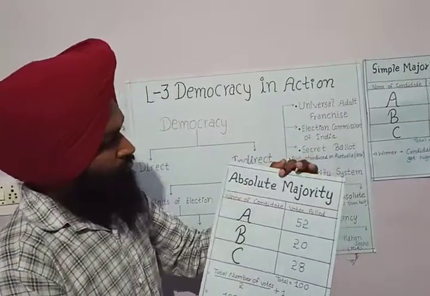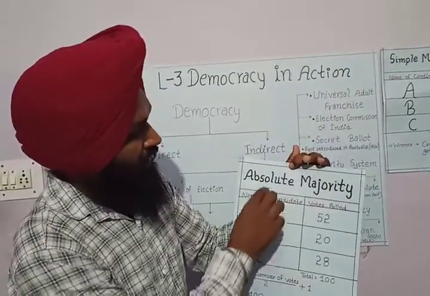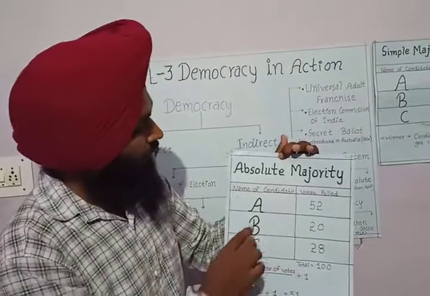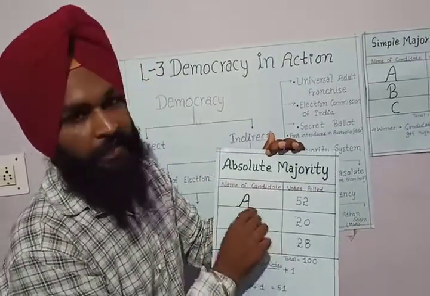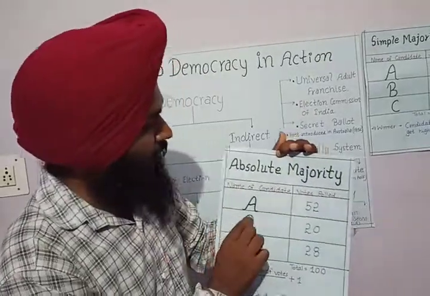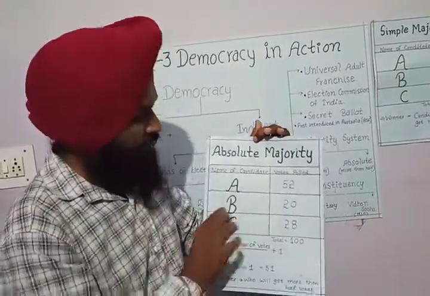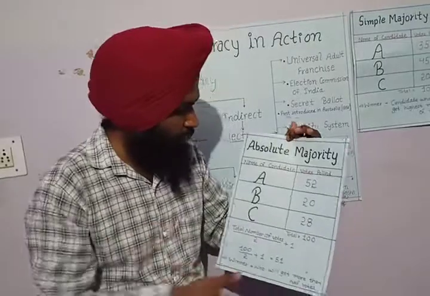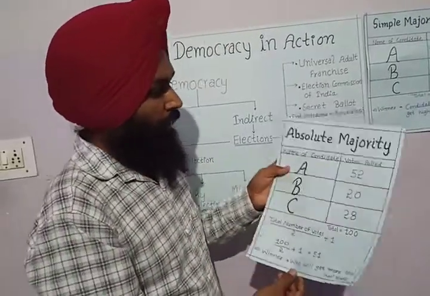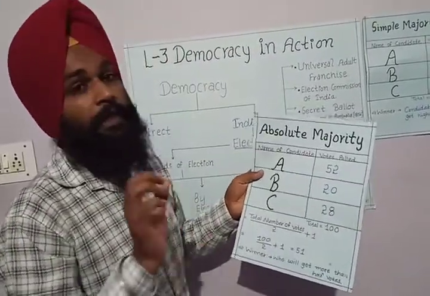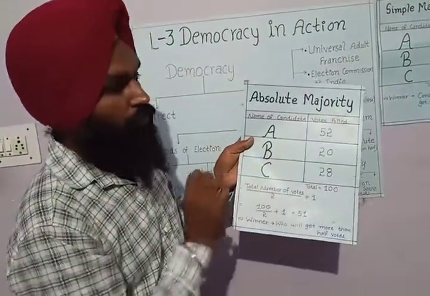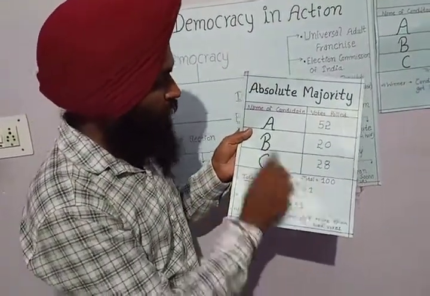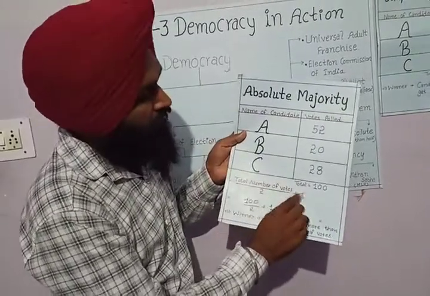Absolute majority, same example I took. There are three candidates: candidate A, candidate B, candidate C. Candidate A is getting 52 votes, candidate B is getting 20 votes, candidate C is getting 28 votes. Here we will see who is getting more than half the votes. There is one formula to count this: total number of votes divided by 2 plus 1.